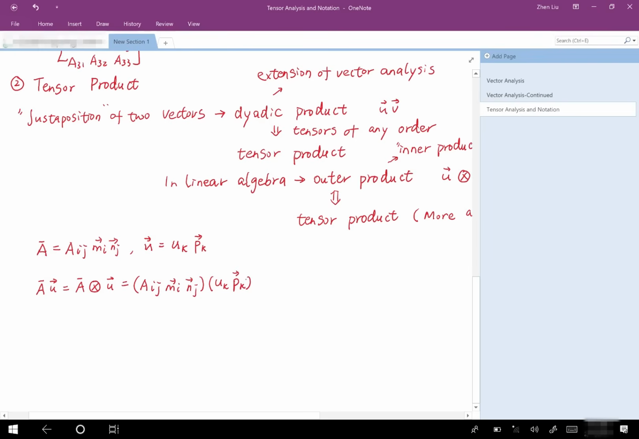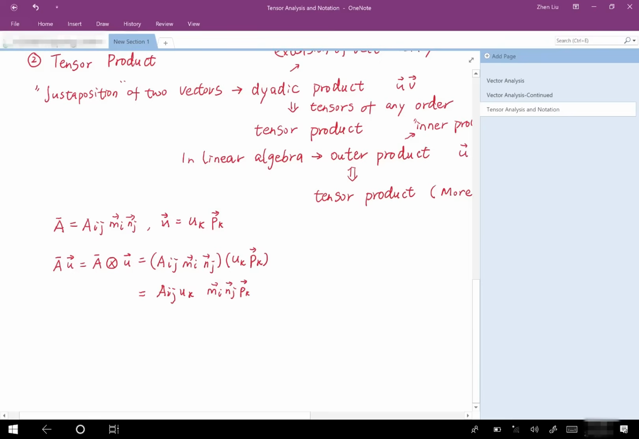So be careful, always use different subscripts, because we don't know the relationship between the components and the basis vectors. If you use the same thing, you assume there's a relationship between them. So let's avoid that. And we know that this capital letter Aij and UK, they are scalars, so they can be moved around. So this one equals Aij UK, and then we have Minj PK. This is a tensor product.